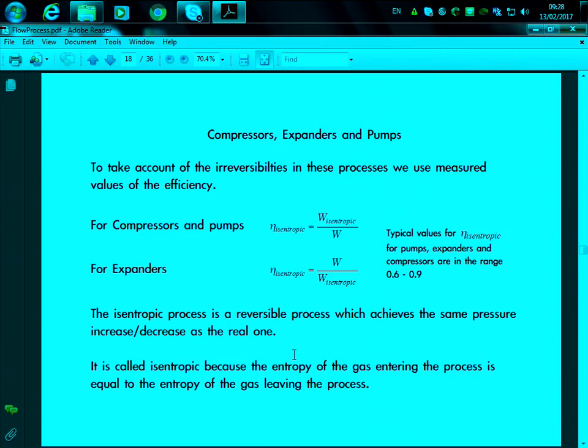So the isentropic process is a reversible process which achieves the same pressure increase as the real one. And it is called isentropic because the entropy of the gas entering the process equals the entropy of the gas leaving the process. So delta S will be equal to 0 in this case.